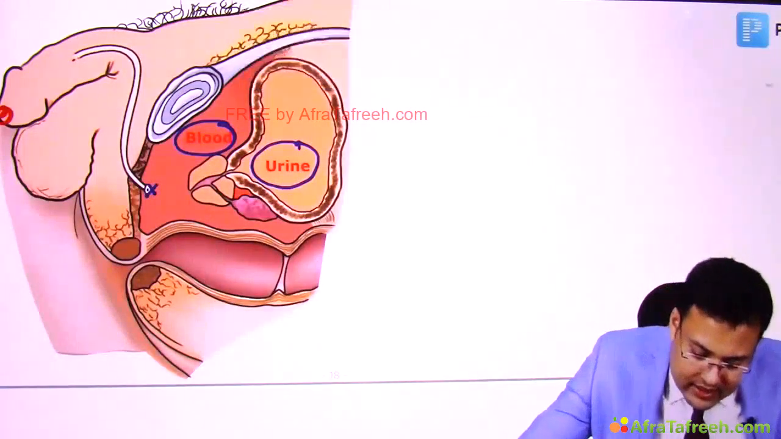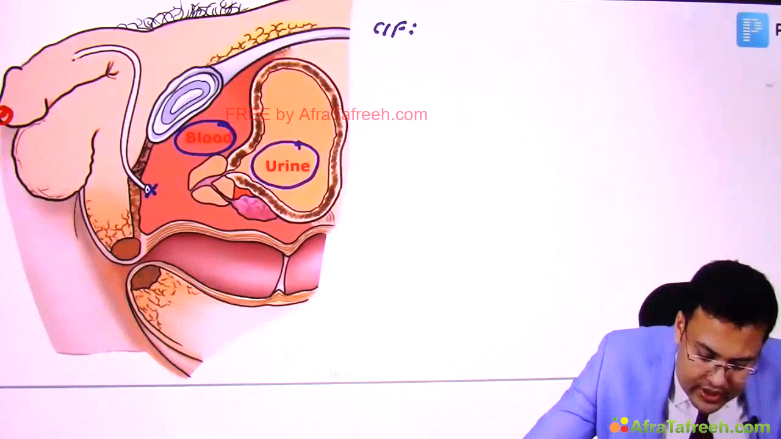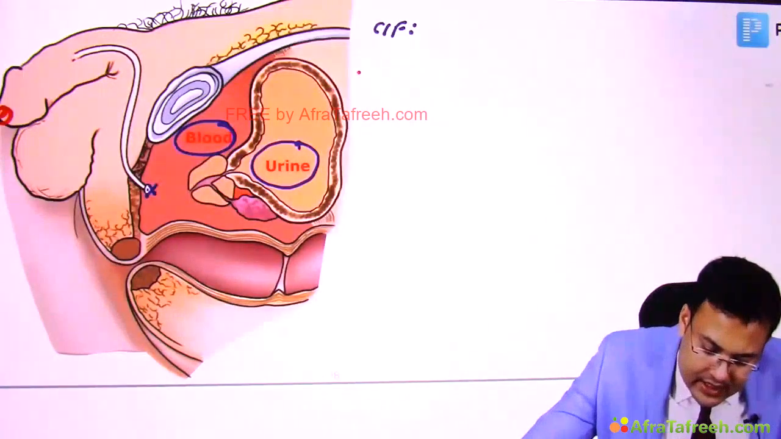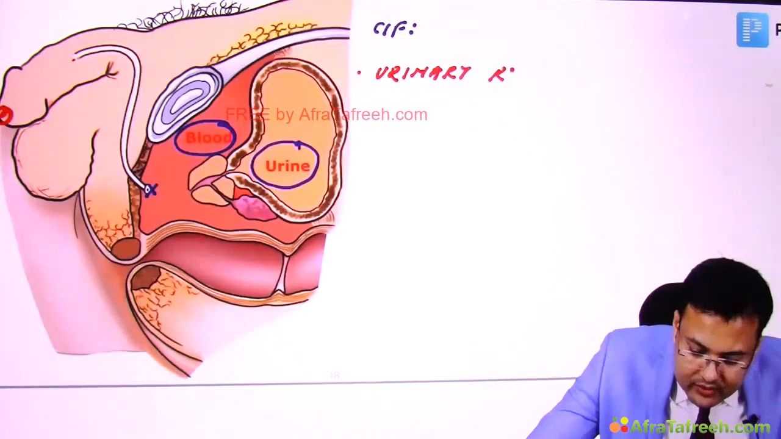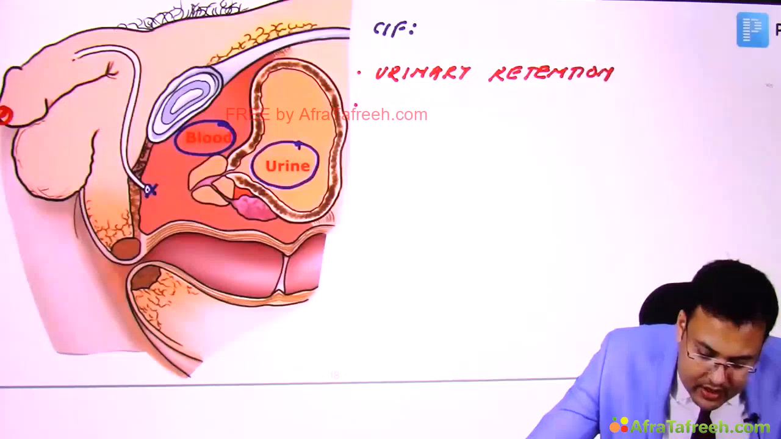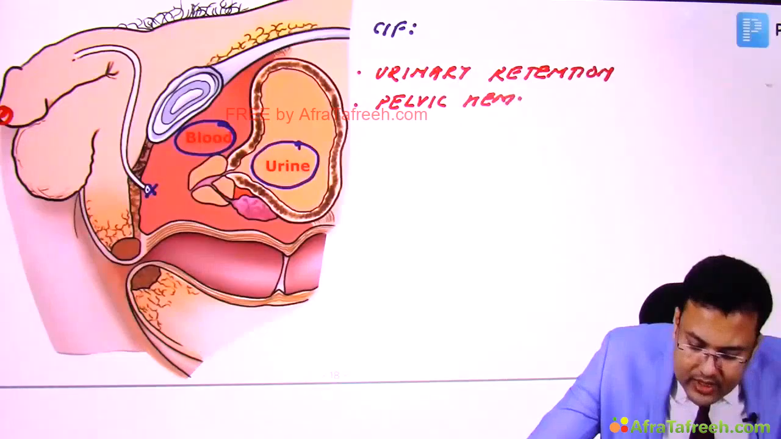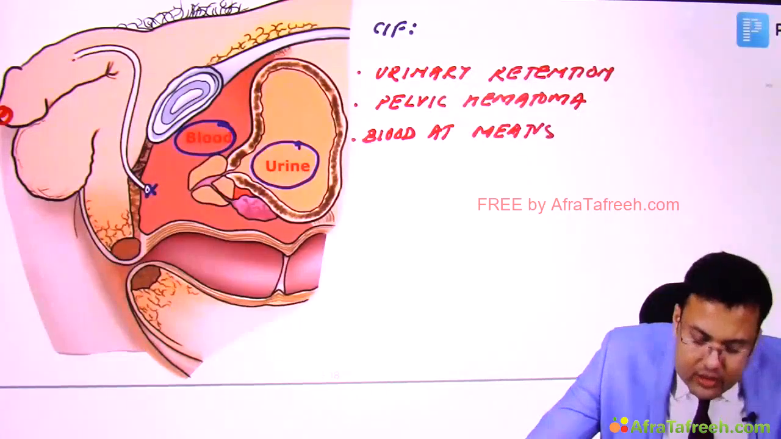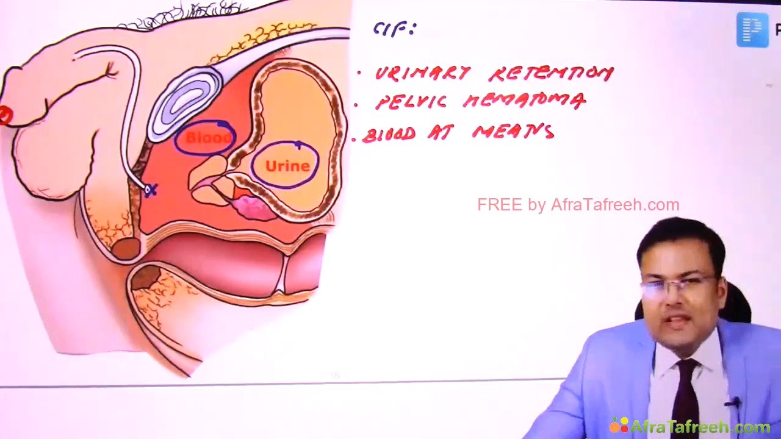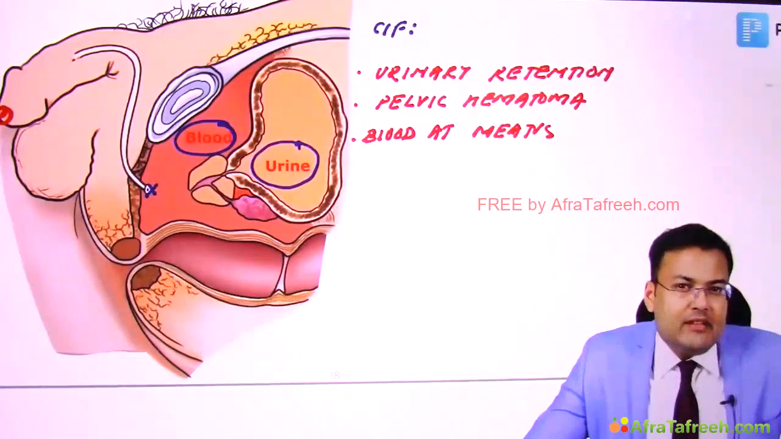So what are the clinical features of posterior urethral injury? First, there is urinary retention, there is pelvic hematoma, and blood at meatus. Blood at meatus, okay? So generally these patients are road traffic accident patients having pelvic fracture.